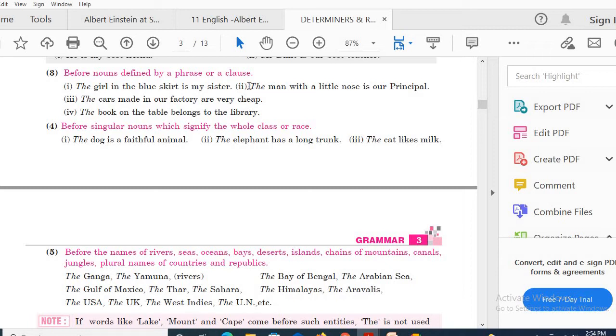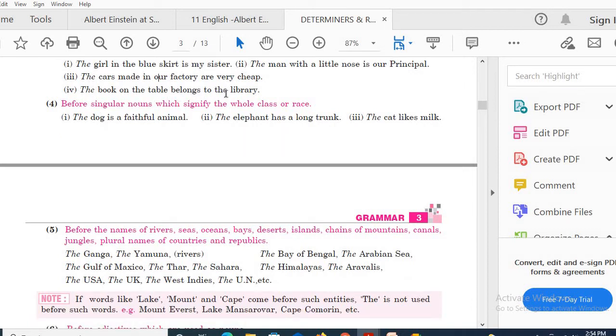See here, the. Then again you see the cards made in our factory are very cheap. Okay, here also we are using the. Then see, the book on the table belongs to the library. Again the book. Okay, again we are using the. Now before singular nouns also it is used, particularly in order to signify the whole race or the whole class.